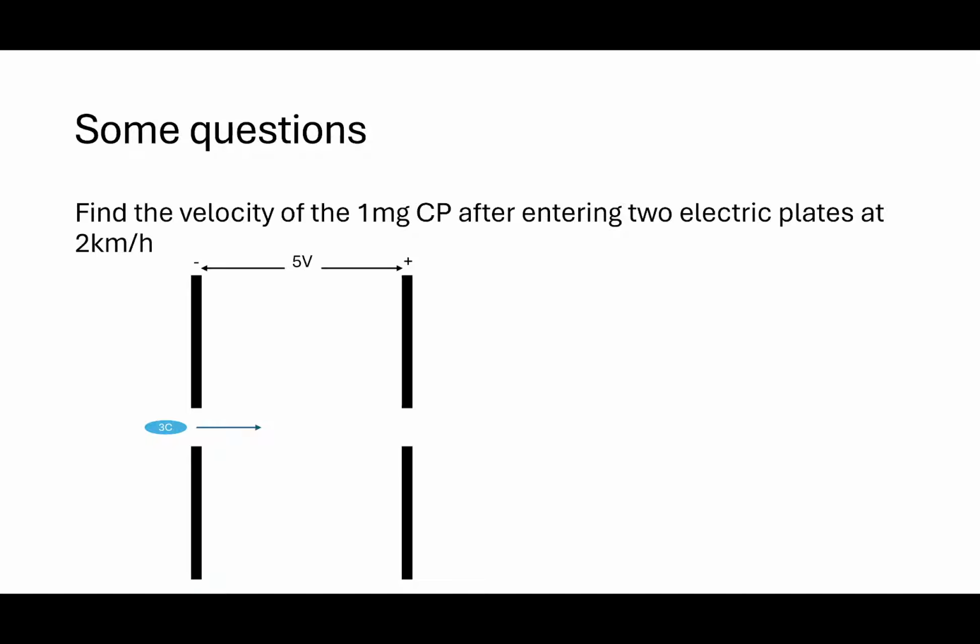Okay, does anyone have an answer for this question? Capital V is voltage. Velocity is always small v.